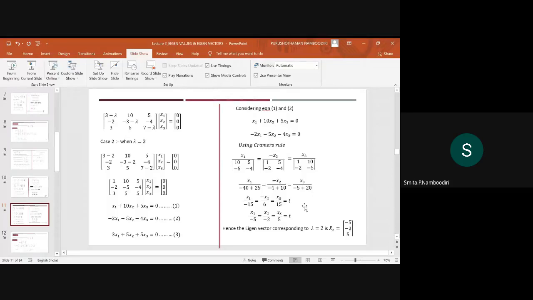Maybe you may get 5, 2, minus 5. That may be the difference. That's it. Only a minus sign difference is possible because we can multiply throughout by a minus sign also here.